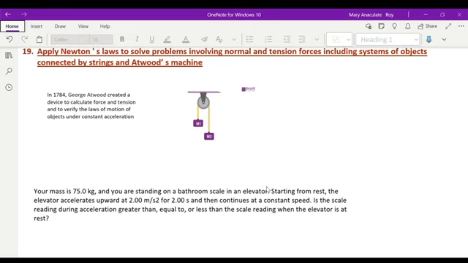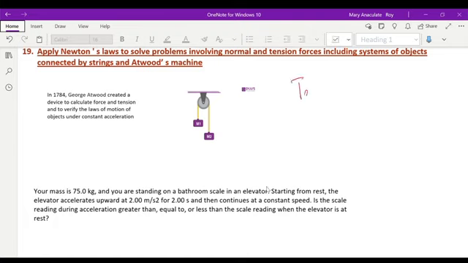George Atwood is the one who created this design. You may have seen it in real life. The pulley, and then there are two objects hanging, to calculate force and tension and to verify the laws of motion of objects under constant acceleration. This is for us to study these accelerating objects. All right, so that's a device, and the name given to the device is Atwood machine.